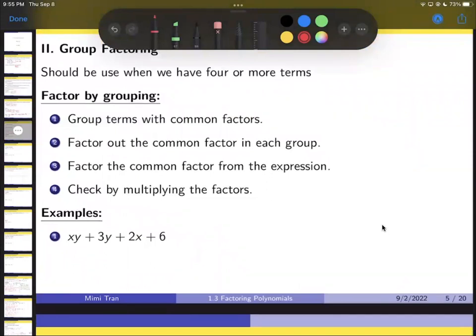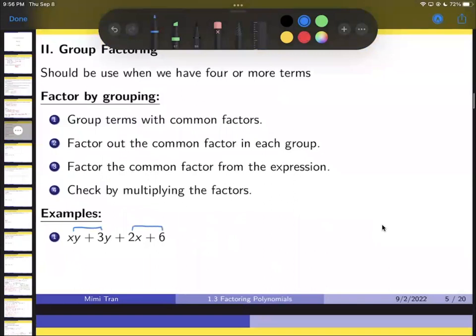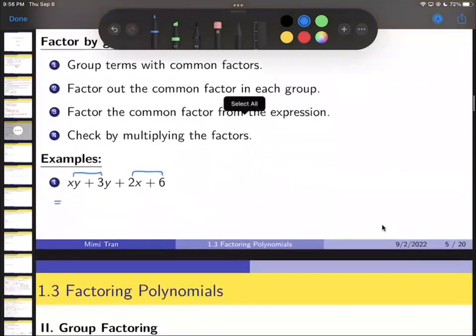I'm gonna group terms with the common factor. So for me, I'm gonna group the first two and the last two like this. Now, some other student, they might group the first with the third term and then the second with the last. It doesn't matter, right? I think both will work the same. You should have the same answer, right? As long as it works.